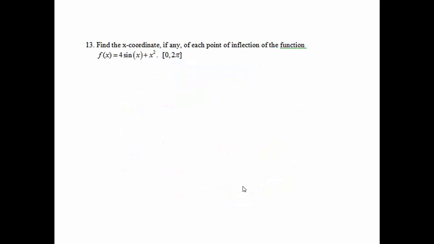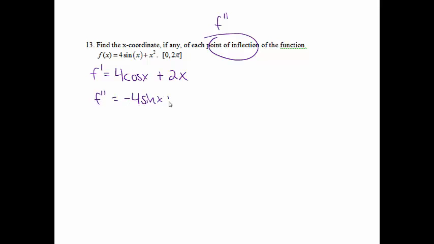Okay, number 13, find the x-coordinate, if any, of each point of inflection. So points of inflection also come from the second derivative. So that's where we're going to head. The first derivative of 4 sine x is 4 cosine x plus 2x. The second derivative will be negative 4 sine x plus 2. I'm going to set that equal to 0.